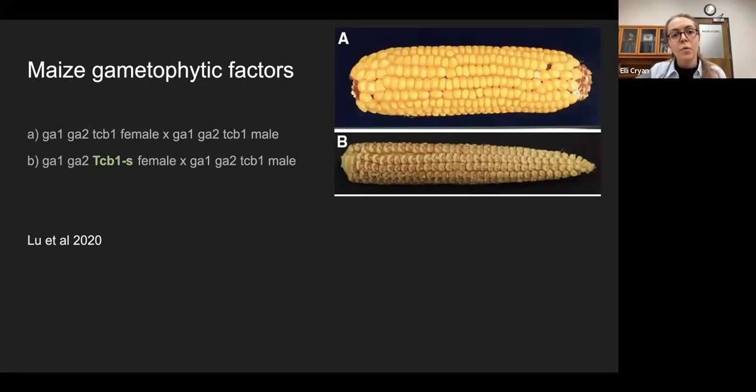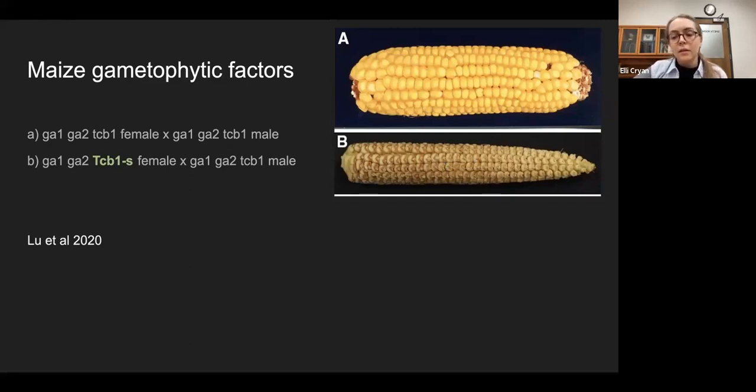So if we cross two wild type individuals that have none of these gametophytic factors or loci active in both the female and the male parents, we get this nice healthy corn where we see full seed set. If we have one of the gametophytic factors active on the female side, so for example, TCB1 or teosinte crossing barrier 1 active in the female parent, and we cross wild type pollen, we'll see that none of these seeds really develop and we get no seed set.